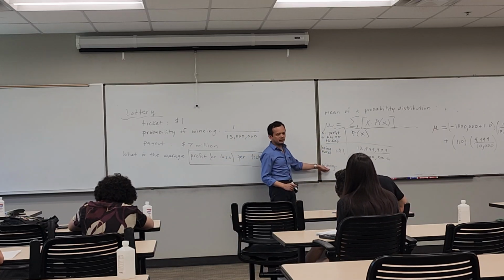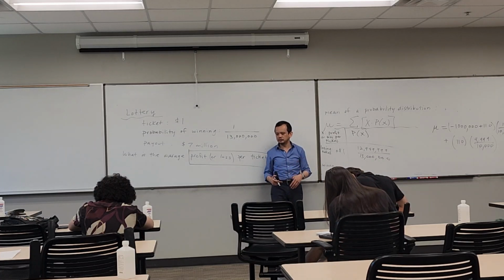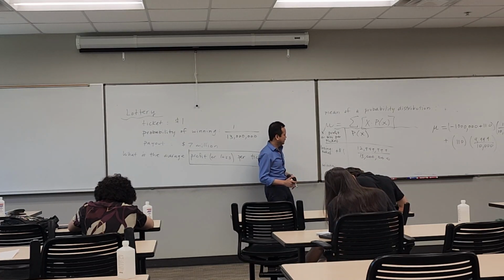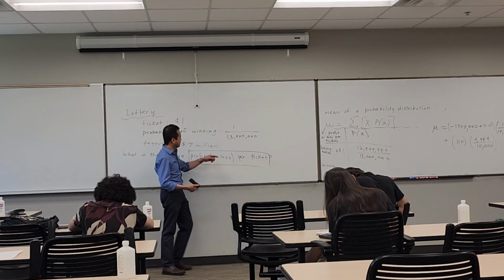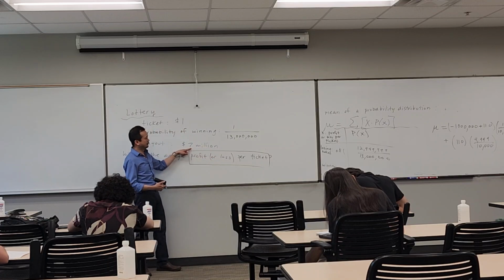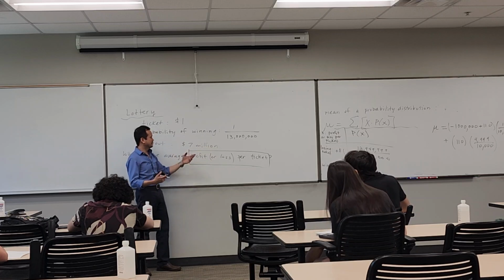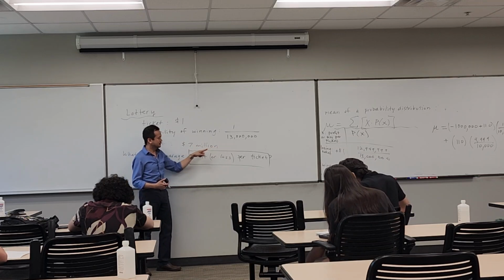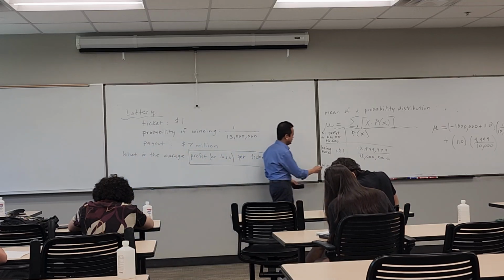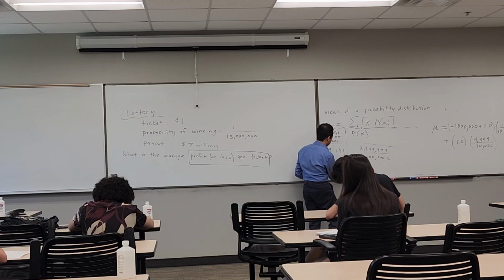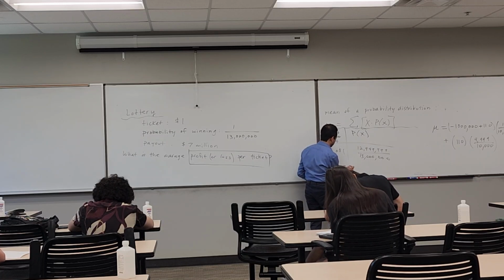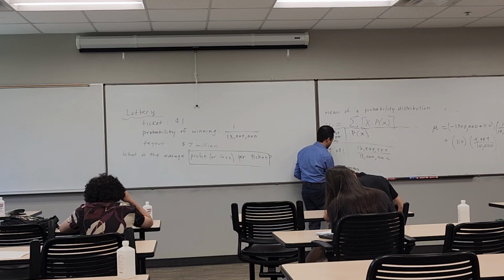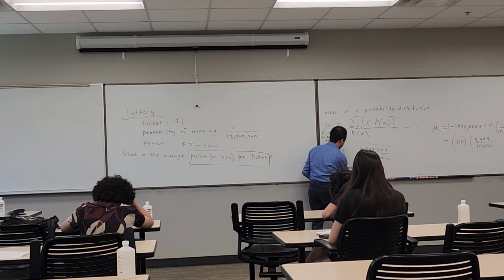And then, if it's a winning ticket, how much money does the government make or lose? Yeah, they have to pay out 7 million, but earlier they made $1 from that ticket. So technically, they lose 7 million minus $1. So it'll be a negative 7 million plus 1, or they lose 6,999,999.